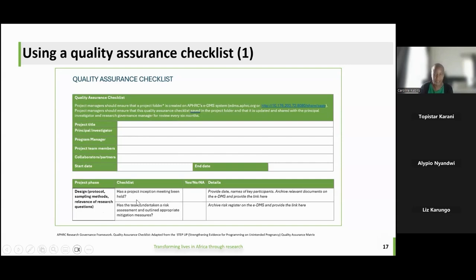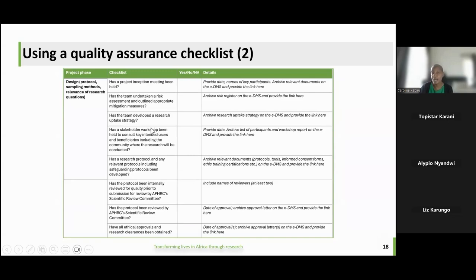So in terms of the design, the protocol, the sampling methods, research question, you want to ask yourself, has a project inception meeting been held? Now, this is assuming you already have the funds and it's a protocol for your work. So have you had a project inception meeting? Who attended? Are there minutes? Then you can say yes, and then archive, say that the documents are stored in this particular folder. Have you taken a risk assessment, and have you outlined the appropriate mitigation measures?